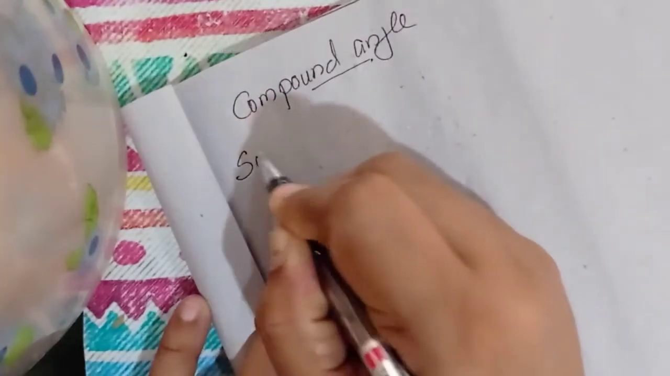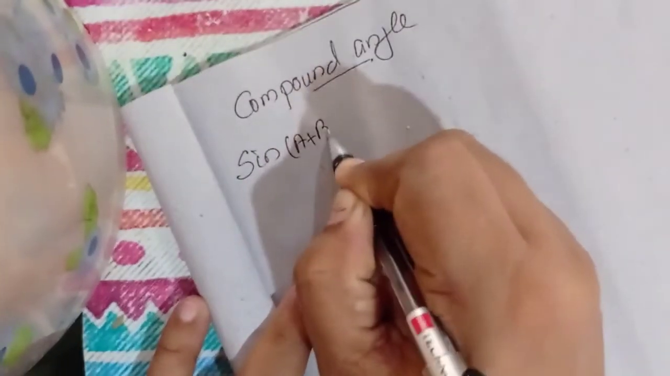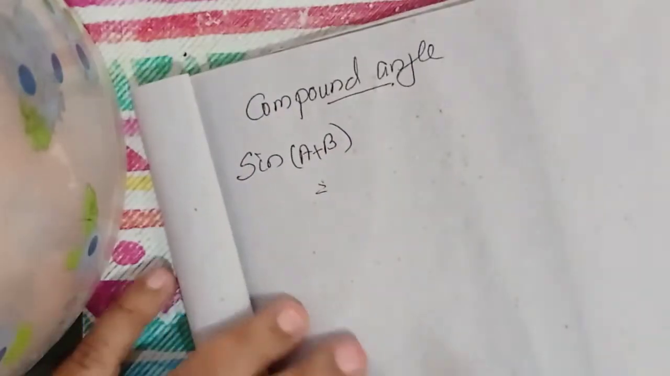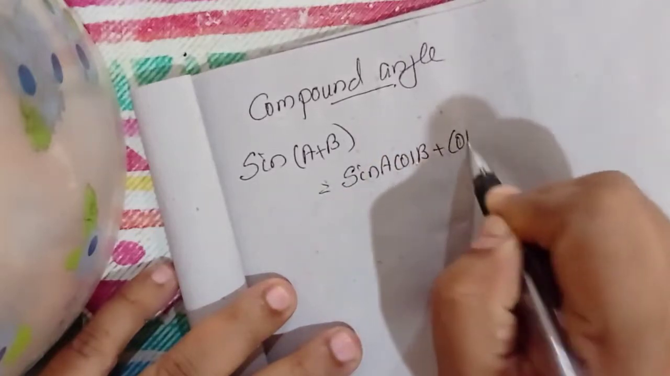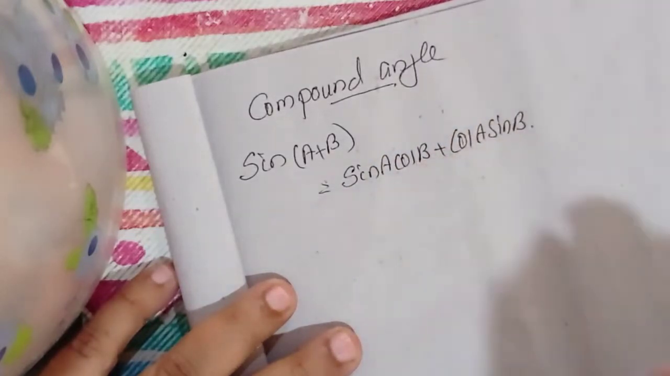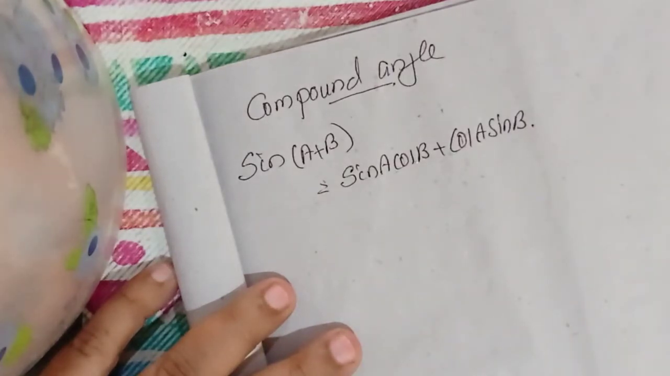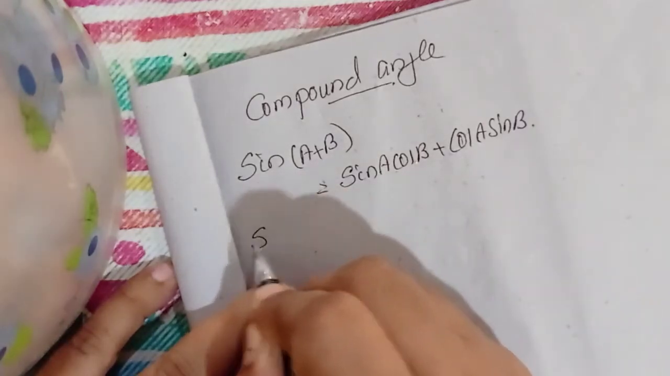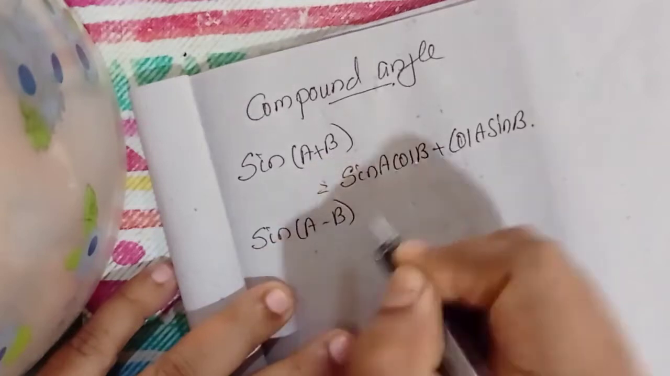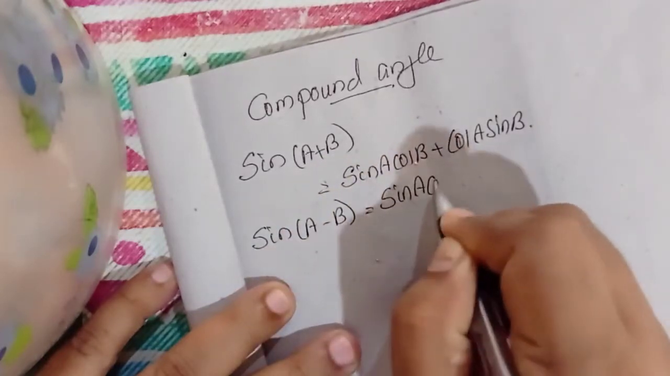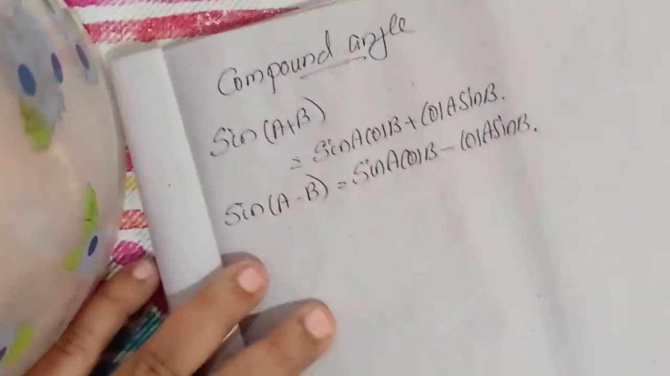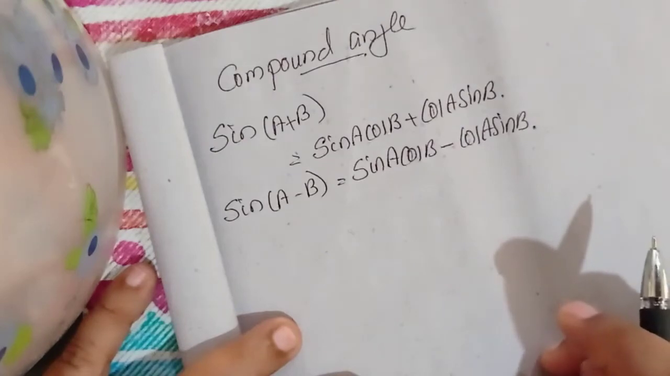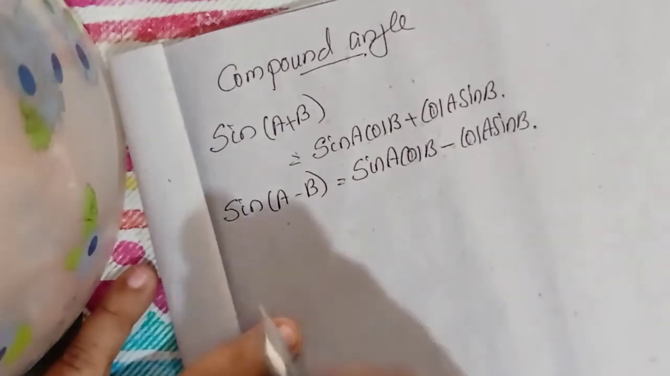First one. Sin A plus B is equal to sin A cos B plus cos A sin B. Write the formula. Sin A minus B is equal to sin A cos B minus cos A sin B.